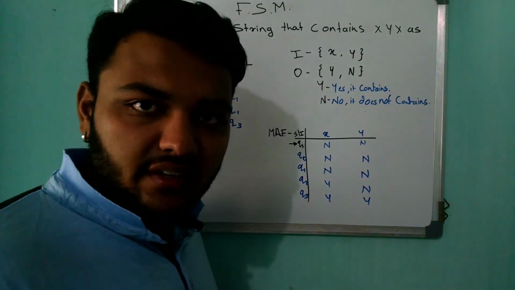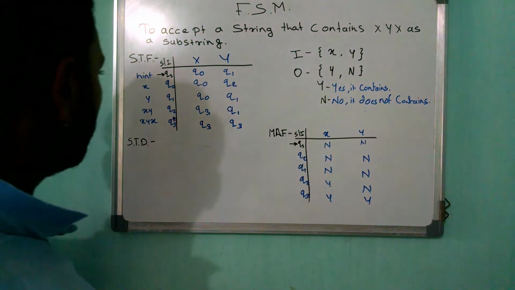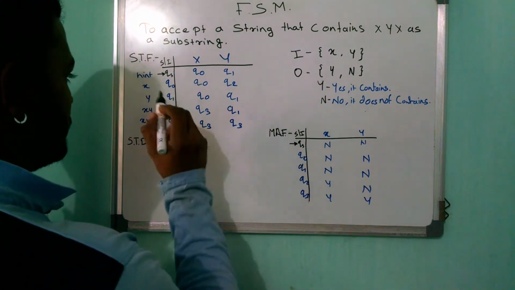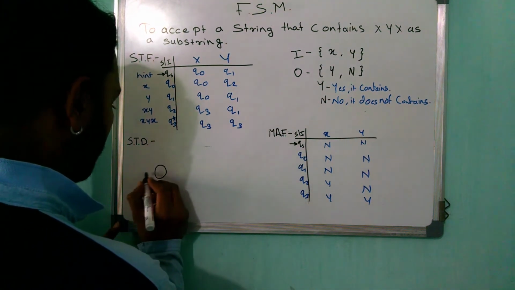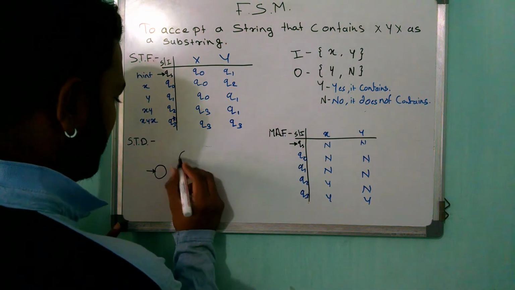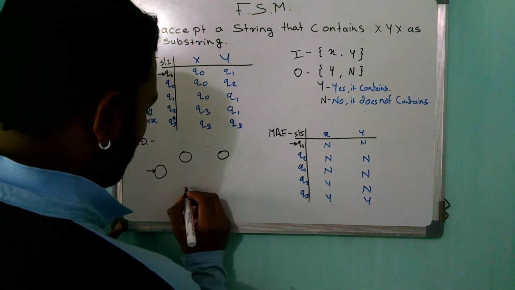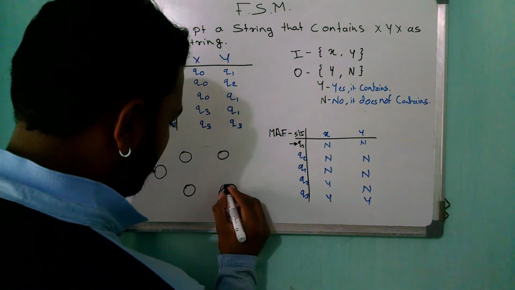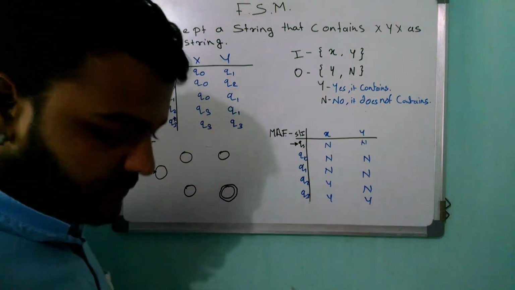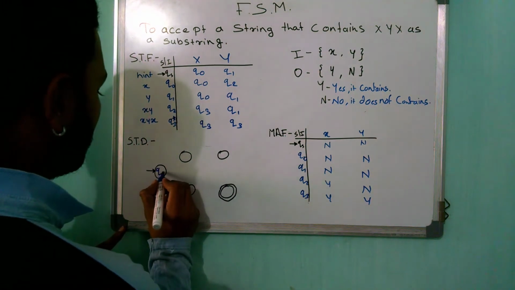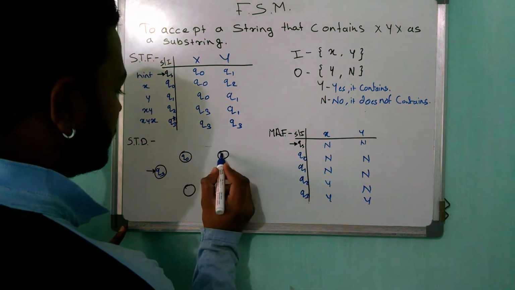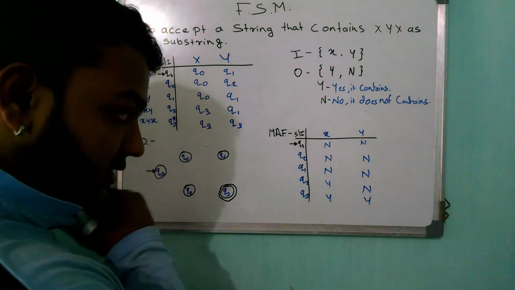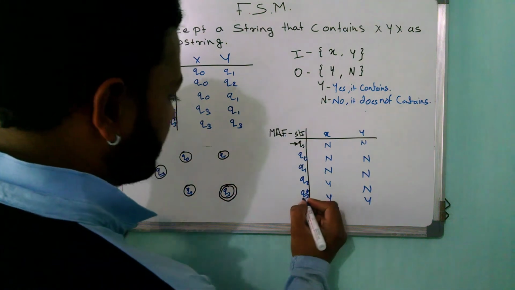So this is how we complete our machine function. Now we will move to the state transition diagram, which will be very easy. So what we'll do is I'll draw all the states, 5 states, starting from the start state: 1, 2, 3, 4 and 5, and the fifth state will be a double circle as it's the final state. So we'll write here qs, q0, q1, q2 and q3. q3 being the final state, we have double circled it and we have marked a star over here.